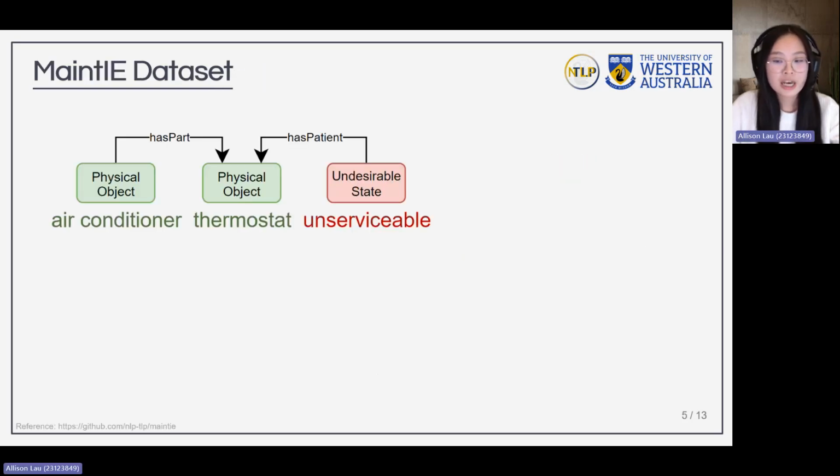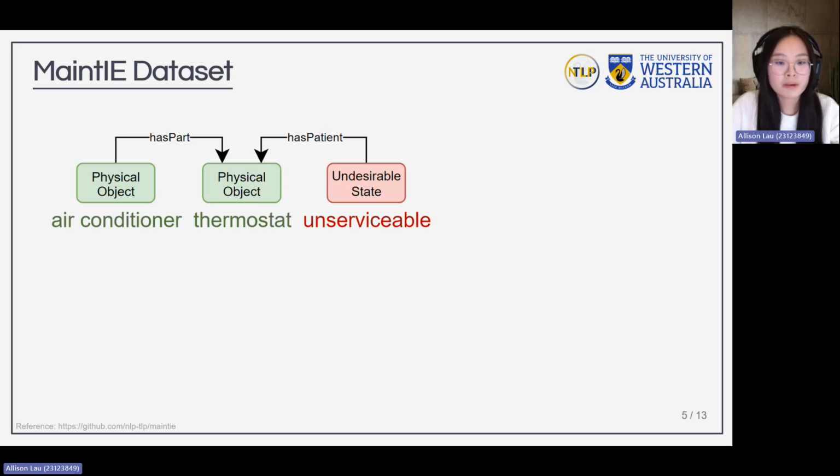In this research, the dataset that we are using is the MAINT dataset. This dataset contains work orders that have been cleaned and sanitized to mask any sensitive information. The benefit of using this dataset is that it contains detailed annotations tagged by engineering experts.